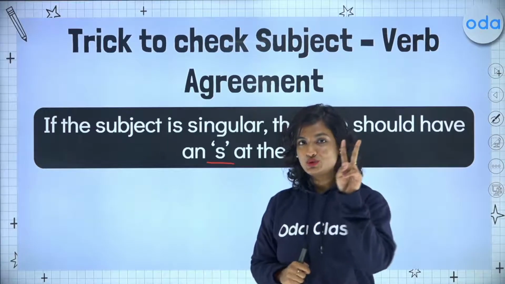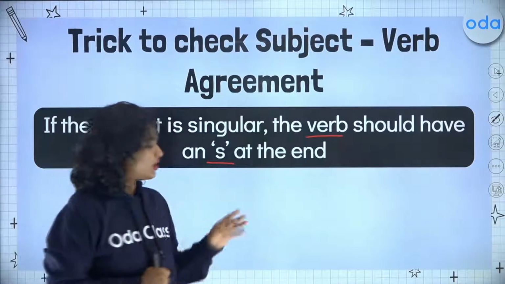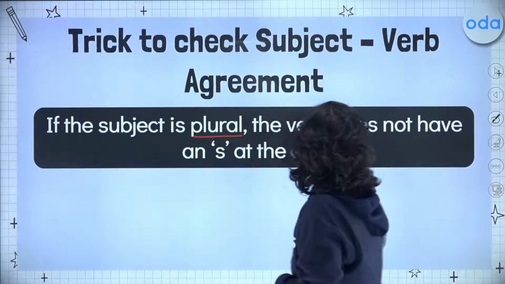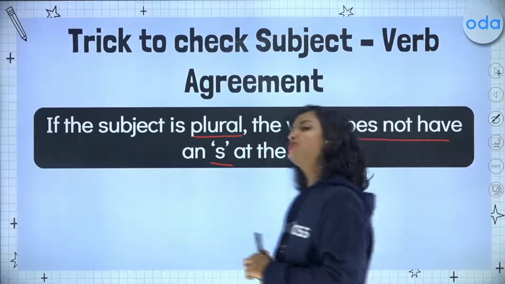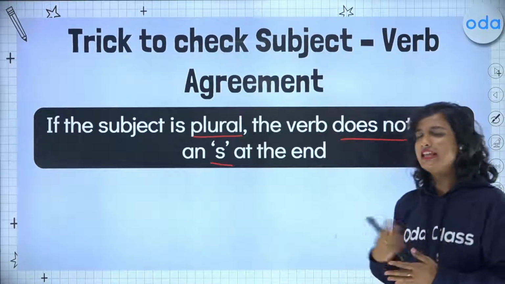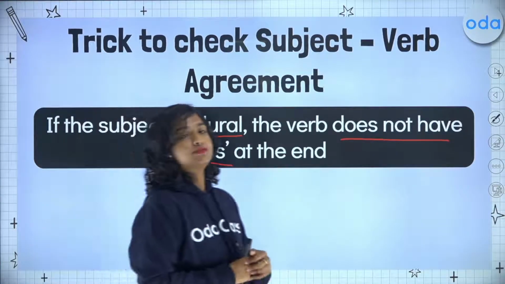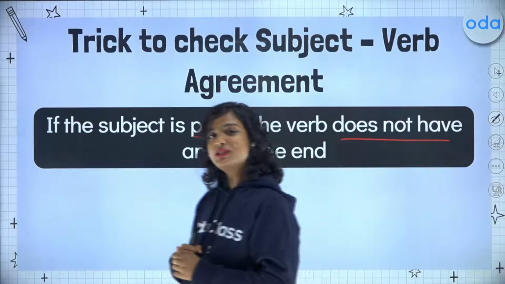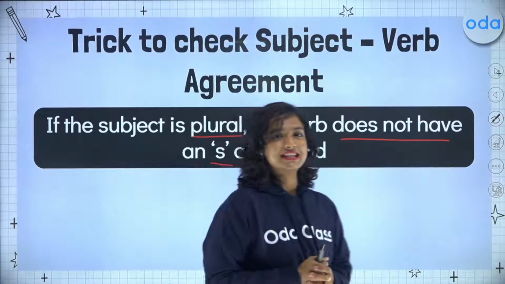"Alice and her mother, two, subject is plural, bake delicious cookies." So my verb does not have an S at the end. So if the subject is plural, the verb does not have an S at the end. Now, like I said, this works for most verbs, but not all. It doesn't work when it comes to irregular verbs like "to be." But as far as regular verbs go, to check whether or not your subject and verb are in agreement, you can use this trick. If your subject is singular, your verb should have an S at the end. If the subject is plural, it should not have an S at the end.